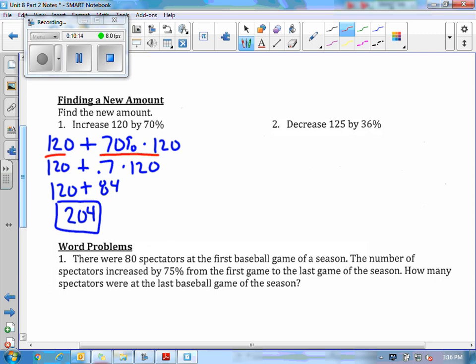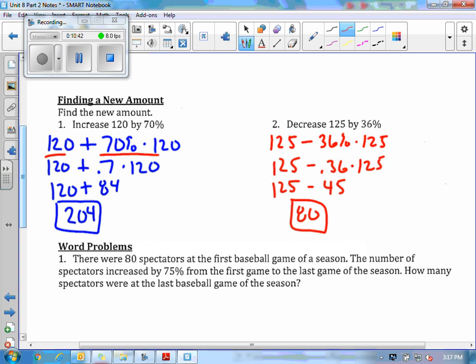For a decrease, I'll just subtract instead of add. So I start with my original 125. Now I'm going to subtract 36% of that 125. So I need to turn 36 into a decimal, 0.36, and multiply it by 125. 0.36 times 125 is 45. So I'm going to do 125 minus 45, which gives me the amount of 80.